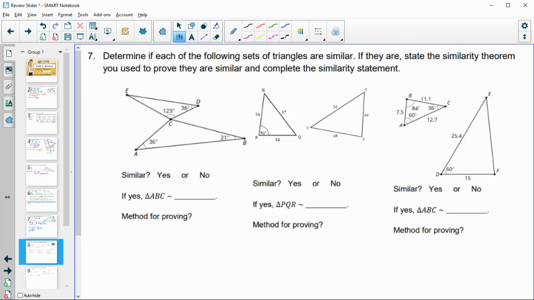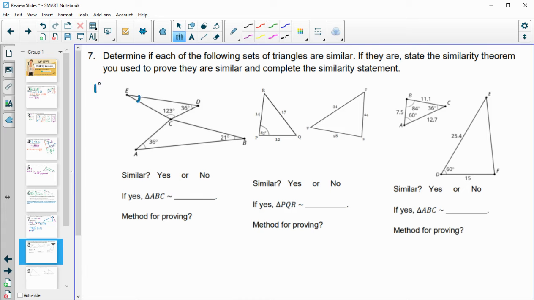Number 7, determine if each of the following sets of triangles are similar. If they are, then state the similarity, fill in the similarity statement and what your method for proving them similar were. So on this one, just be careful here that you don't say that angle C is 123 by vertical angles, because this isn't a straight line. It bends right here. So these are not vertical angles. So make sure that you do triangle sum theorem here to figure out this missing angle.